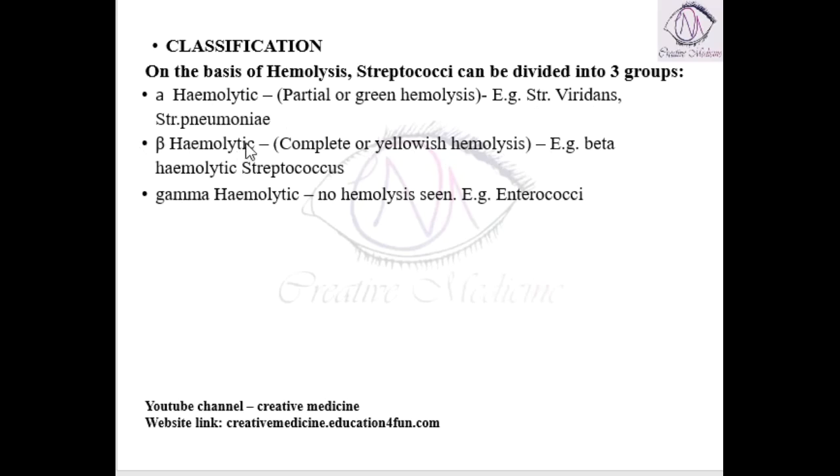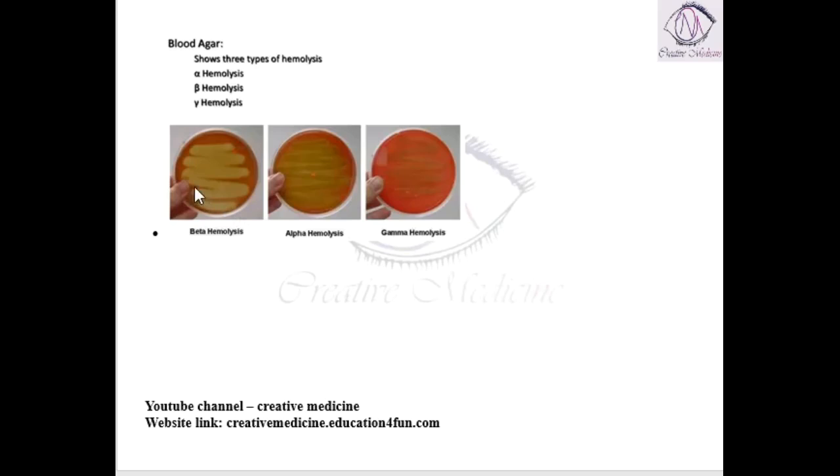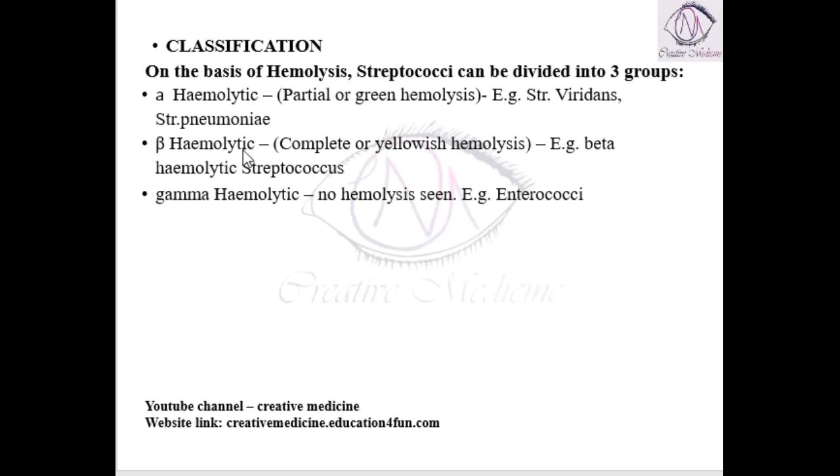Then we have the second type, which is beta hemolytic streptococci. Beta hemolysis is complete or yellowish hemolysis. This beta hemolysis is mainly done by beta hemolytic streptococci. So this is complete hemolysis where you cannot see the organisms at all. So this is beta hemolysis, which is by beta hemolytic streptococci.